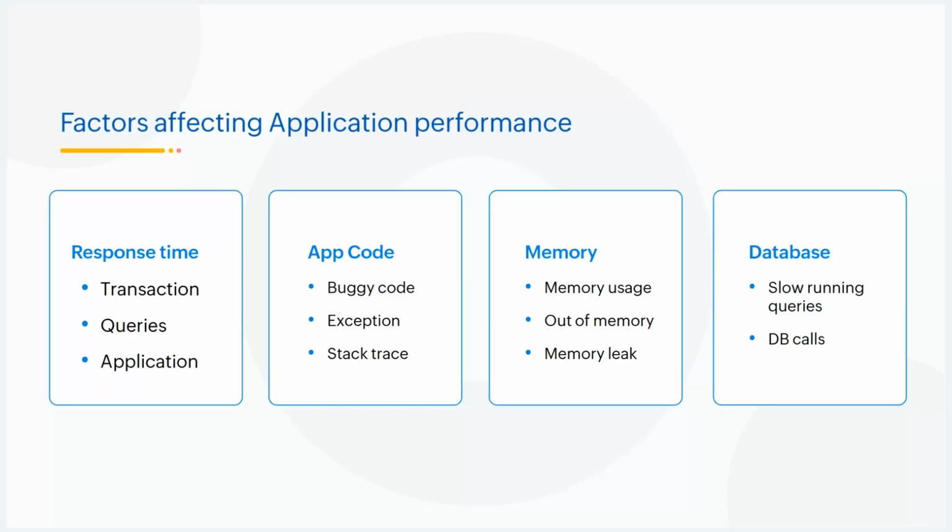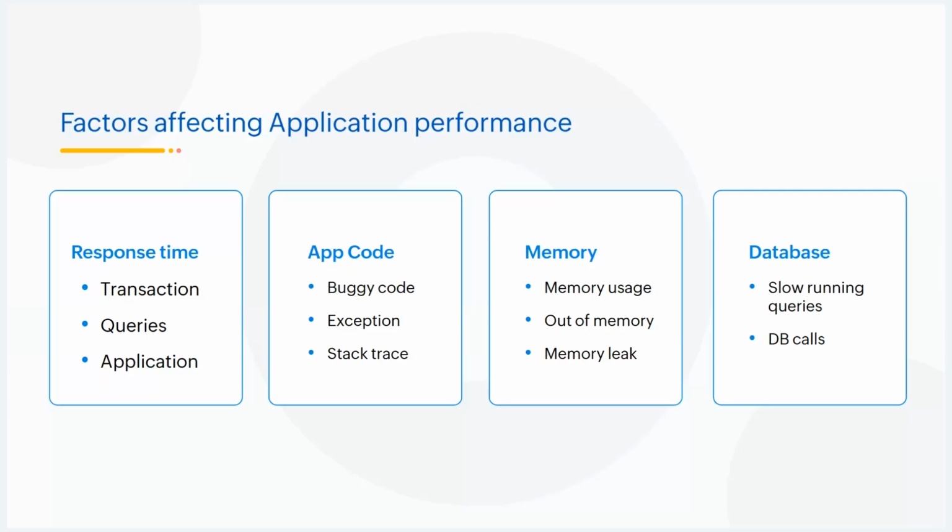So the application code, we know that bugs in the application code can lead to unexpected behavior, crashes or performance degradation. Inefficient or excessive exception handling can impact the overall performance, and frequent exceptions might indicate issues that need some more attention. So when an error occurs, a stack trace provides information about the sequence of the function calls which led up to the error. So analyzing stack traces will help in identifying the sources of the performance issues.